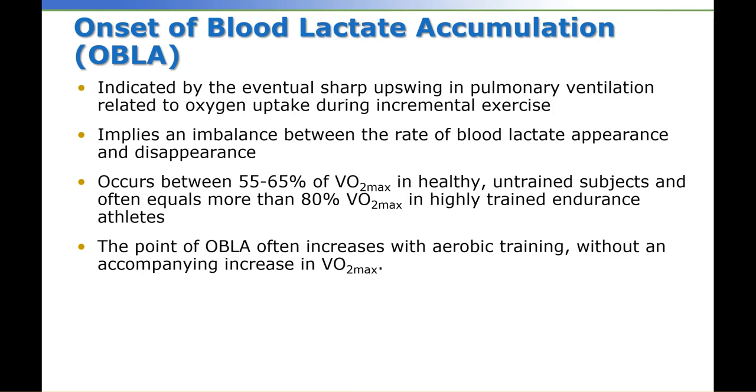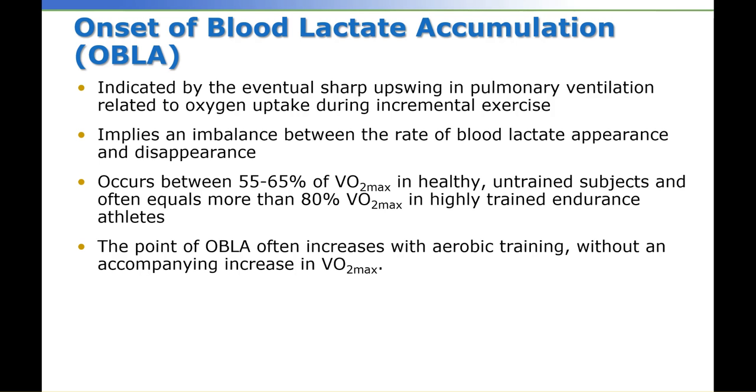Onset of blood lactate accumulation is indicated by an eventual sharp upswing in pulmonary ventilation related to oxygen uptake during incremental exercise. It implies an imbalance between the rate of blood lactate appearance and disappearance. It occurs between 55-65% of VO2 max in healthy untrained subjects and often at more than 80% of VO2 max in highly trained endurance athletes. So what this is telling you is that if you're trained, if you're in better shape, your blood lactate accumulation doesn't happen as quickly, because it occurs at more than 80% of VO2 max rather than 55 to 65.